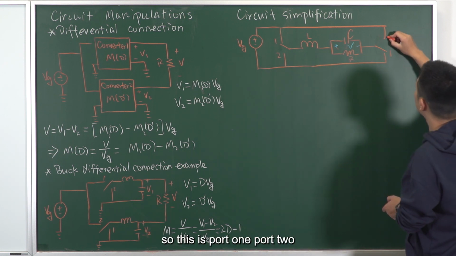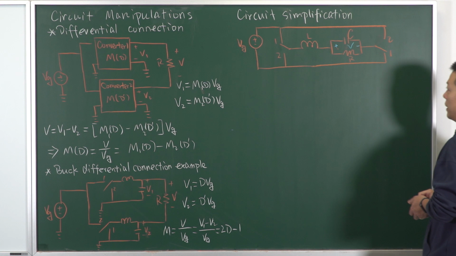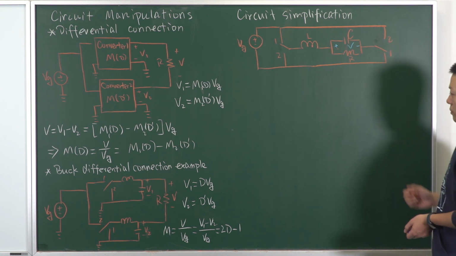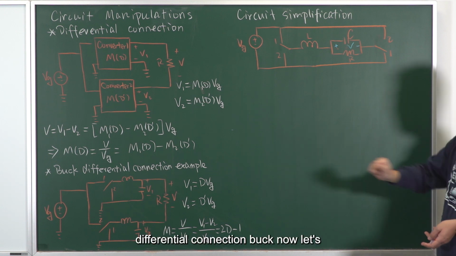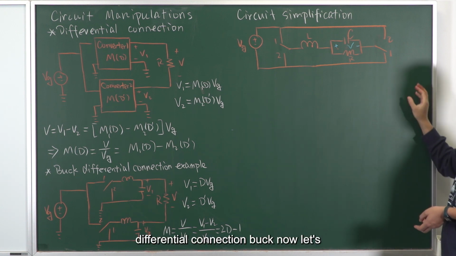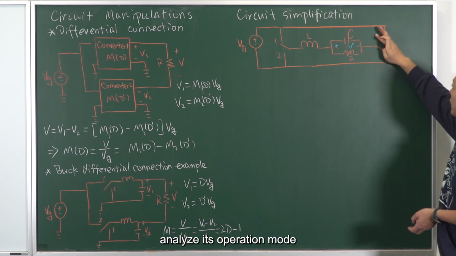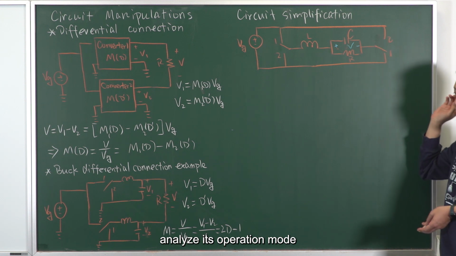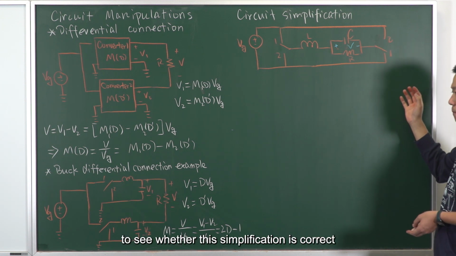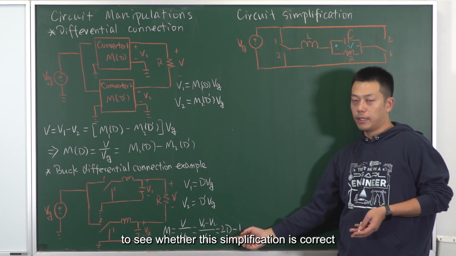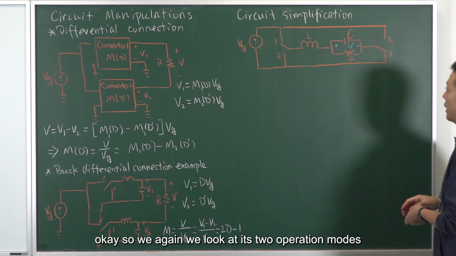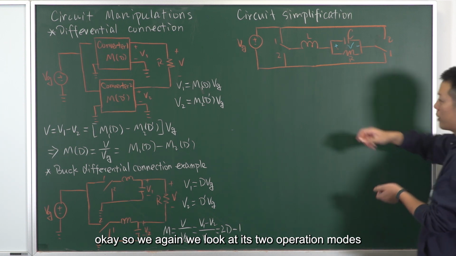So this is port 1, port 2. So this is the simplified differential connection buck. Now let's analyze its operation modes to see whether this simplification is correct. Okay, so we look at its two operation modes.